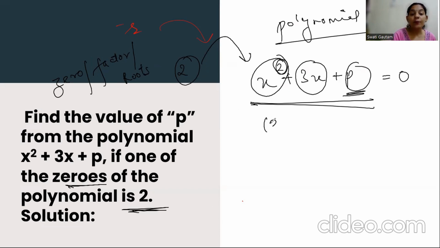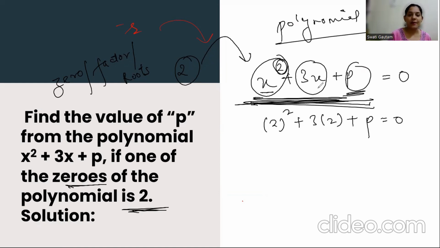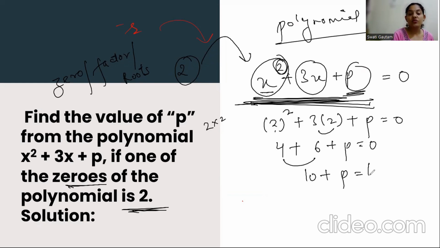So when we put 2 in the place of x, now you will ask me, ma'am, p is also an alphabet, why have you not put p as 2? Because we have to find out the value of p, and always remember that the zero you put always goes at the place of x, or it may be y, it may be any other alphabet. So 2 square means 2 times 2, which is 4. 3 times 2 is 6, plus p is equal to 0. 4 plus 6 is 10. 10 plus p is equal to 0.